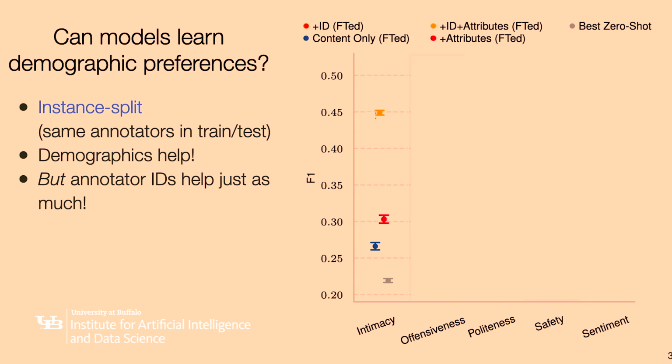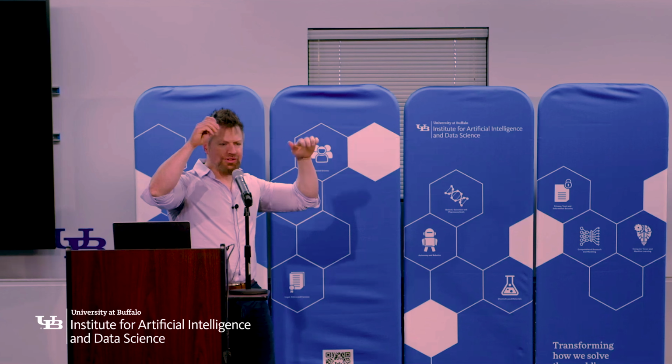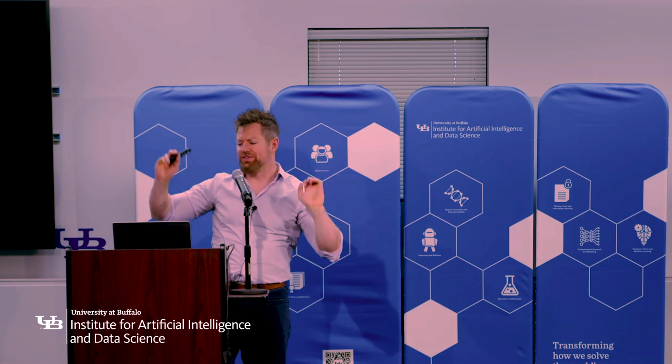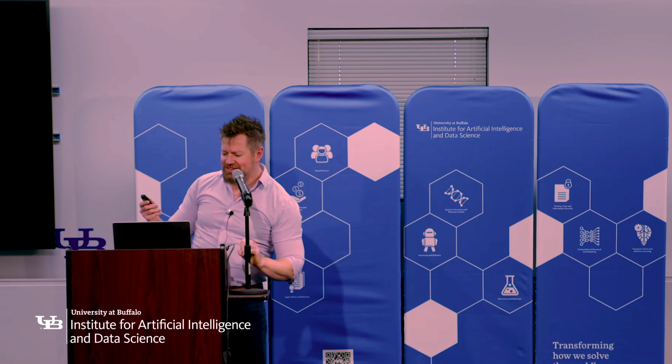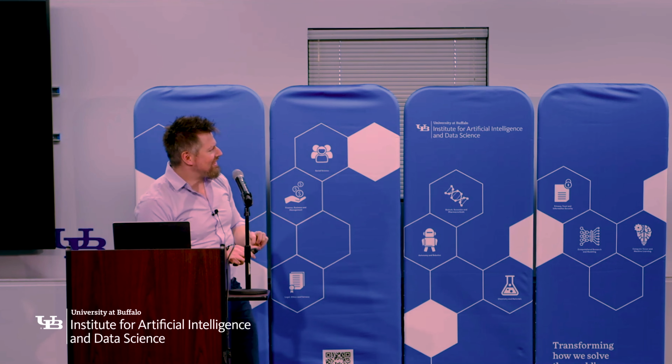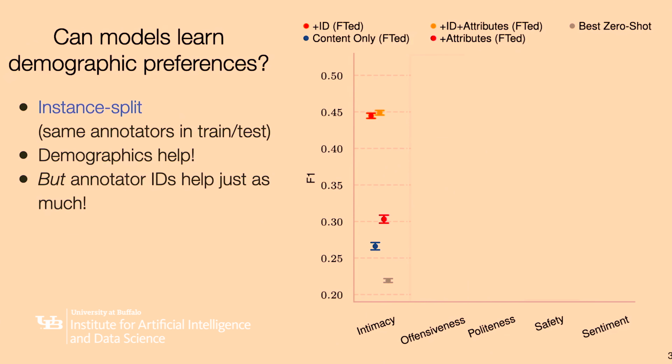The blue bar right above it is where we fine tune only on the content. Models can learn the task pretty well. This is averaged, on the intimacy data. That yellow one at the top, I think you can still see it, is with the ID and the attributes. We're telling it your annotator rating, all your characteristics, and that your annotator is 72. What's missing is just the ID. How well does the ID do? It's right there. So you're like, uh-oh, my demographics didn't seem to help much.